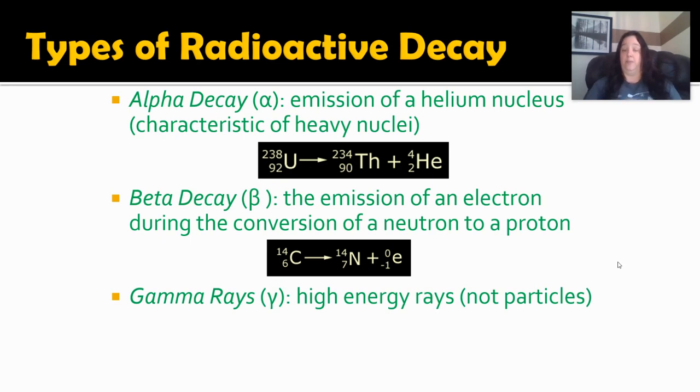Now, it's explicitly stated it's a ray and not a particle. There's actually no equation for gamma rays because it doesn't change the mass, nor does it change the element, so there's no need for an actual equation. So those are going to be the three main types of radioactive decay that you do need to know about. Now, which one's stronger, which one's weaker?